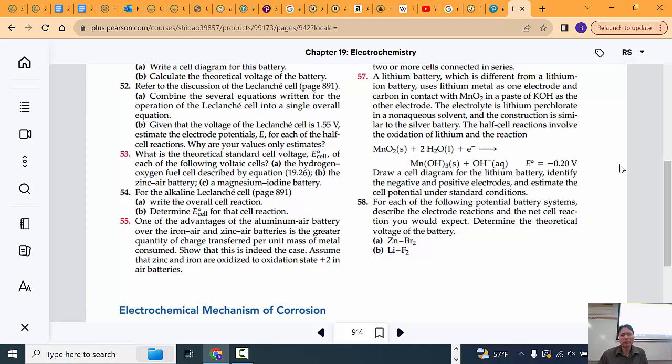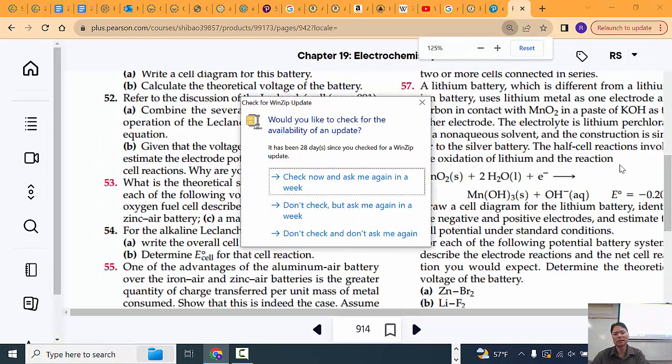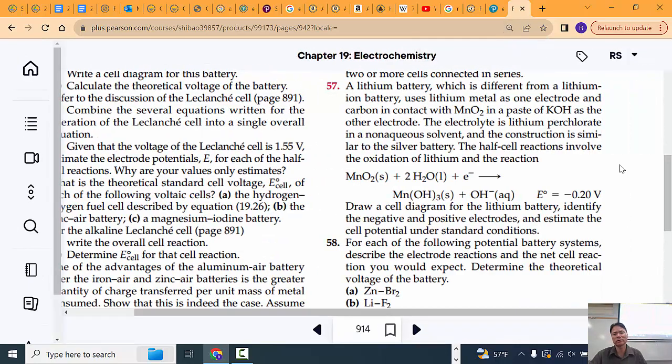This one here is pretty straightforward because this is a half reaction, number 57. And so we could easily see how many moles of electrons are transferred. How many moles of electrons? Well, we just read it like any other species here. 1 mole of manganese 4 oxide, 2 moles of water, 1 mole of electrons produces 1 mole of manganese 3 hydroxide plus a hydroxide ion.